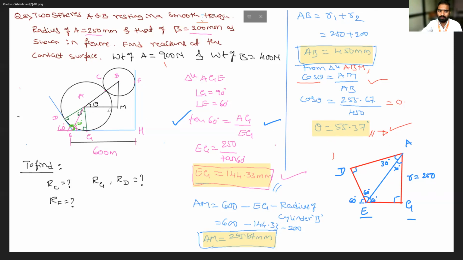After finding the value of theta, how much did it come? 55.37. Next, which equilibrium of which cylinder do I have to consider? Larger cylinder or smaller cylinder? The smaller one. We have to consider the smaller cylinder because it is subjected to only 3 forces: one is RF, one is RC, and another is weight. So now we will consider that one.